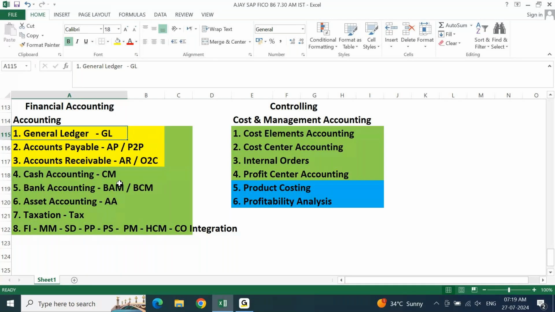Instead, there are so many other things. Talk about cash, talk about banking, talk about assets, taxation, integrations. You have cost center, cost element, month end, year end, cutover. Different points are there which we have not listed yet. Those points, when you talk, you will gain a positive opinion or you will get positive feedback.